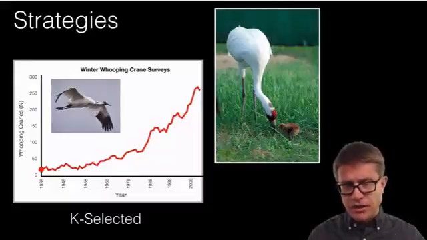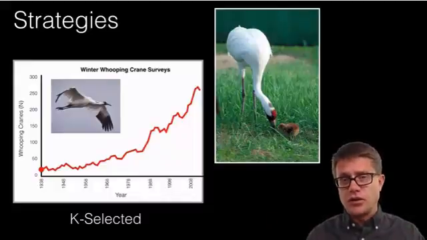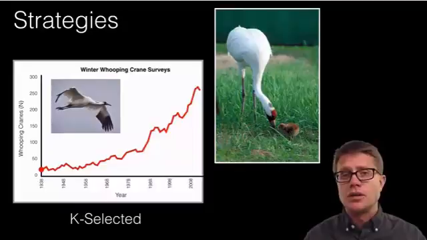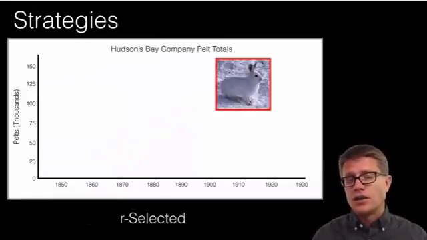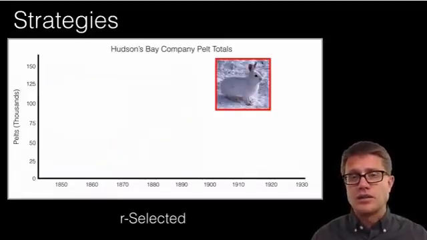They're going to give a lot of parental care to their offspring. They're just going to have a few offspring. And so the whooping crane would be an example of that. Humans are an example of that. We don't just go up and down in our population. R-selected are going to do that. So an Arctic hare is an example of that.